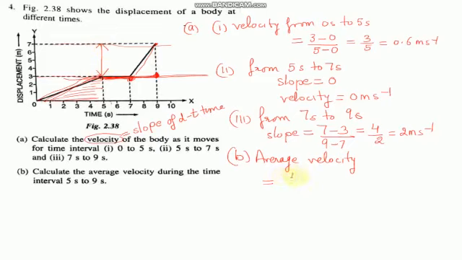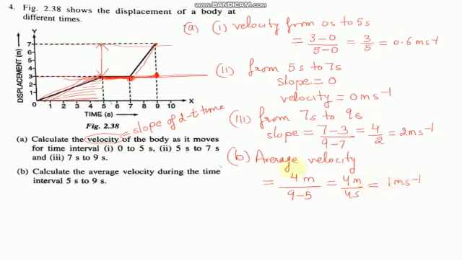7 minus 3, that is 4. 4 मीटर डिस्टेंस ट्रैवल हुआ है. What is the time taken? 5 seconds to 9 seconds. How much time is taken? 4 meter by 4 seconds, that is equal to 1 meter per second.